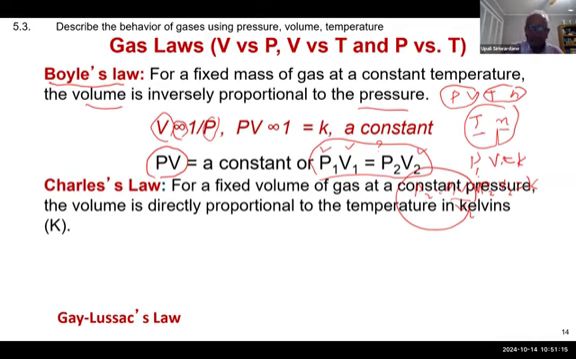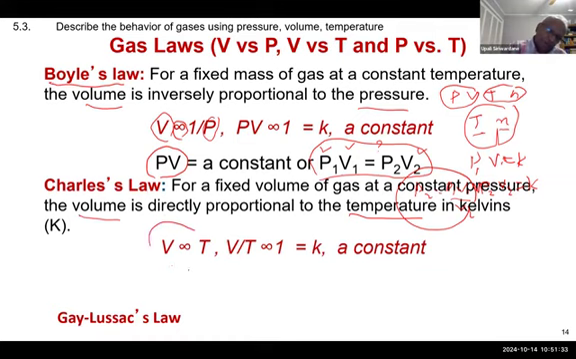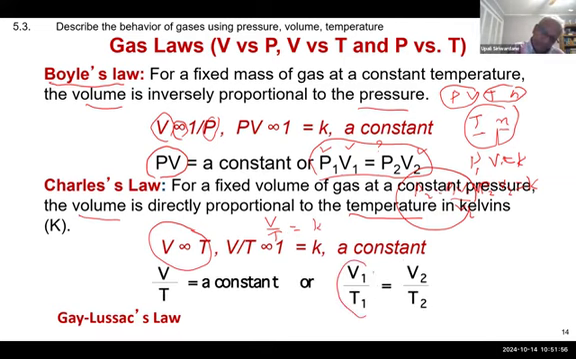Charles' law is between temperature and volume. It's a direct proportionality. Volume increases as the temperature increases. Now, the proportionality constant is V over T. That's the constant. To remove the constant, we have to get two readings, just like we did in Boyle's law.